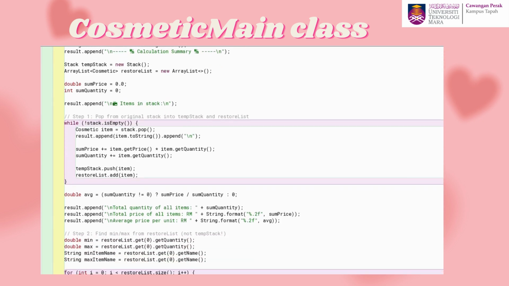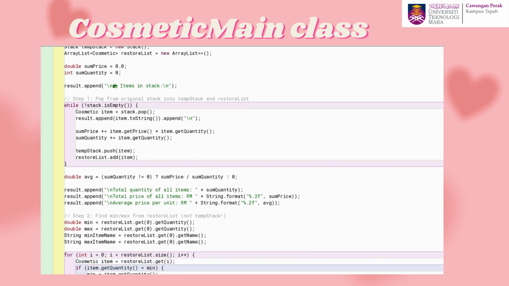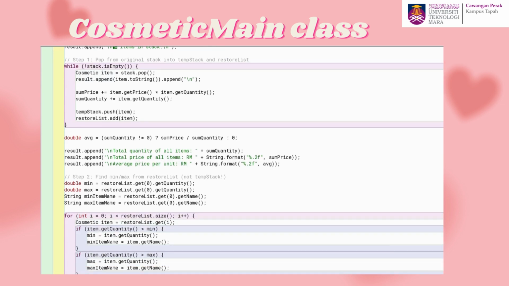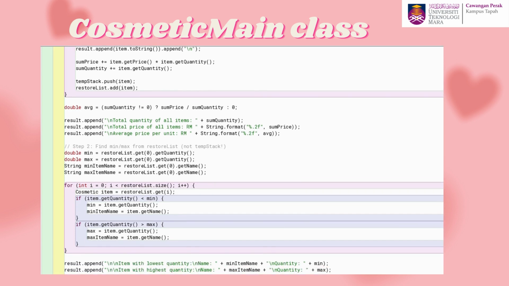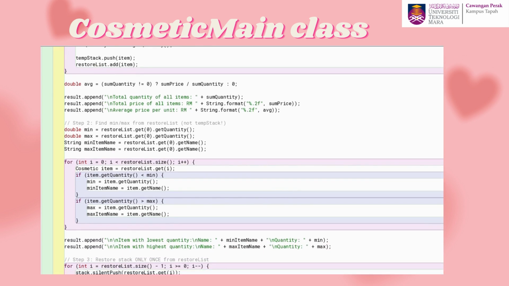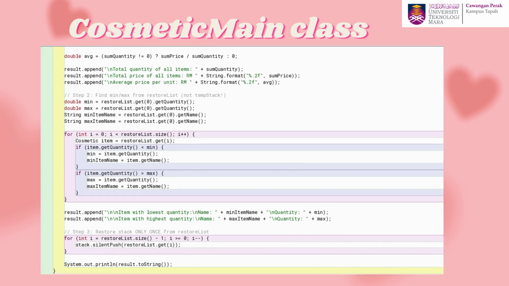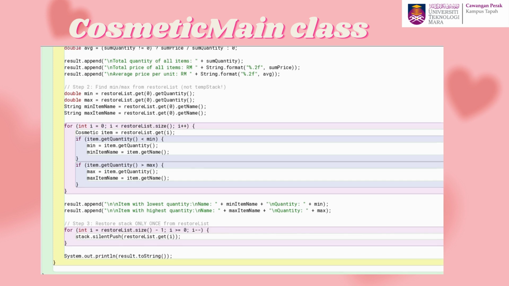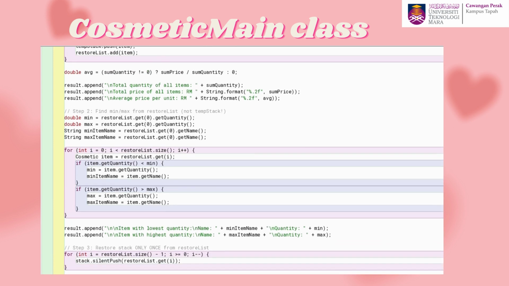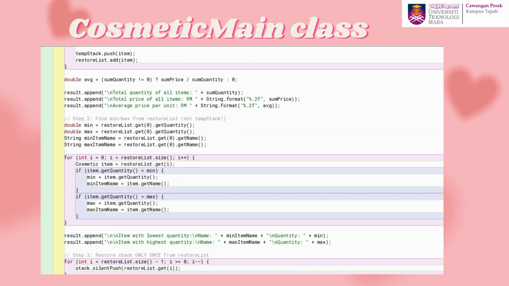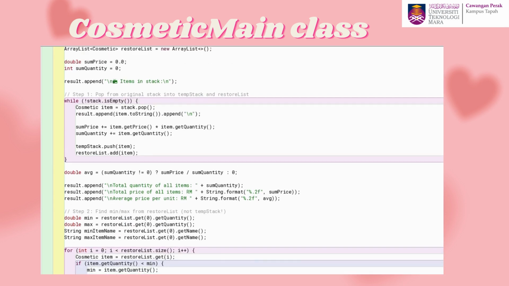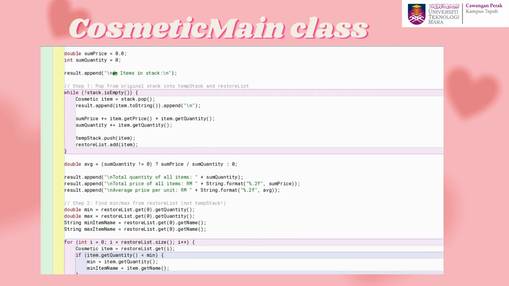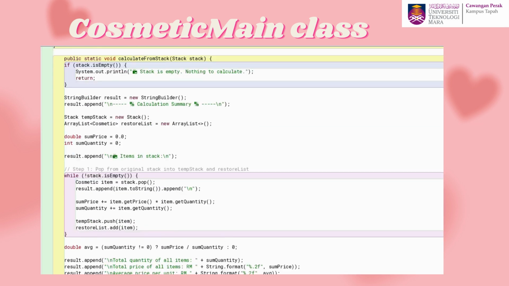Then we use this while loop. In this loop, we pop each cosmetic item from the stack. We add its price to sum. We check for min and max values. And we store it into the temp stack. After all calculations are done, we restore the original stack. This way, the stack goes back to its original state, no data lost. Finally, we display the result. Users can now see the total, average, lowest, and highest price of products inside the stack.